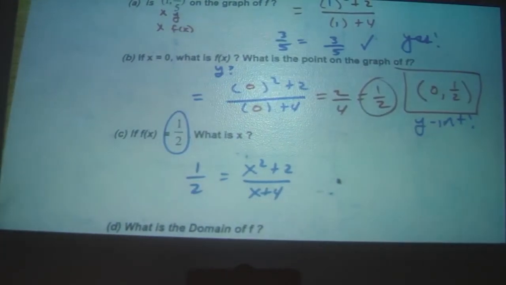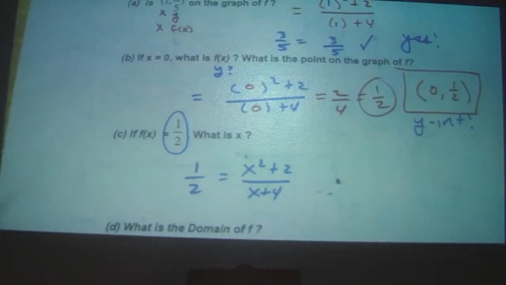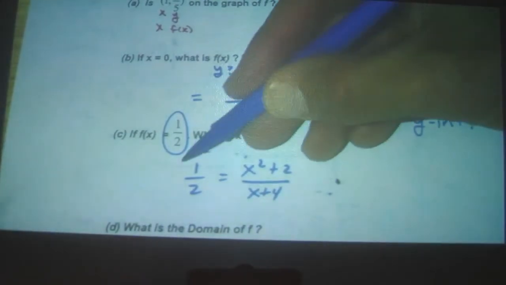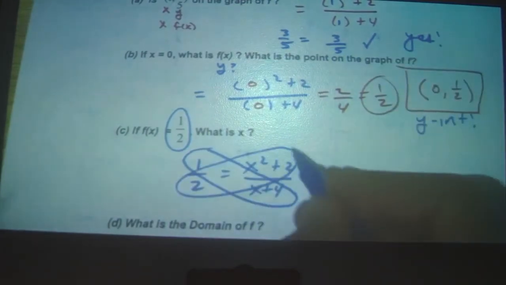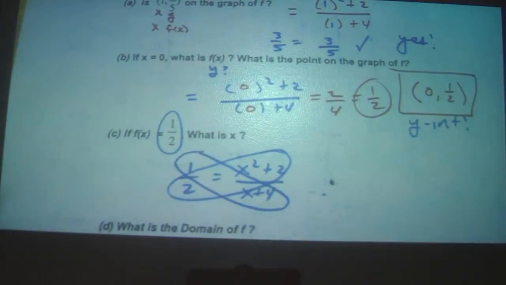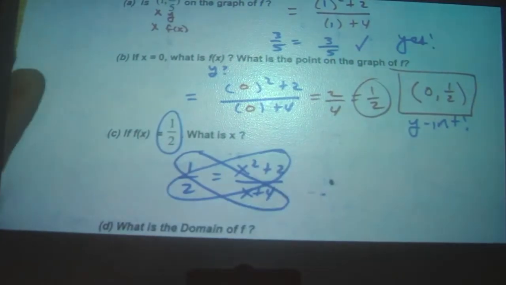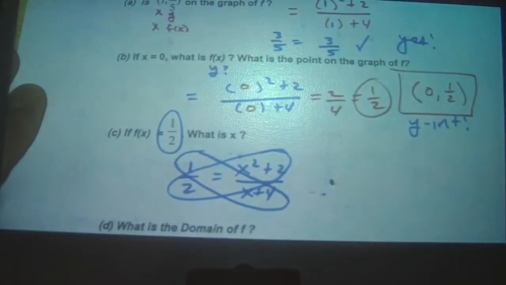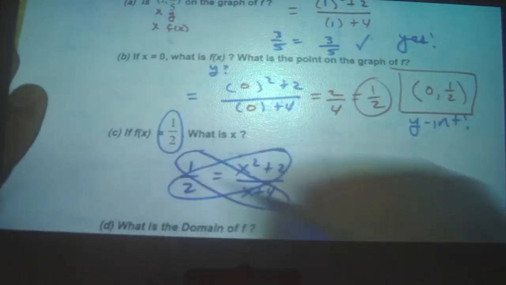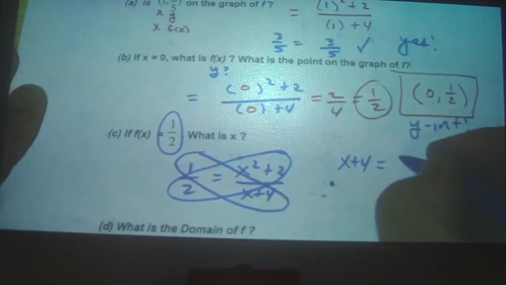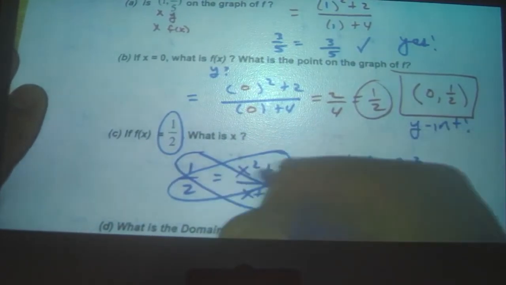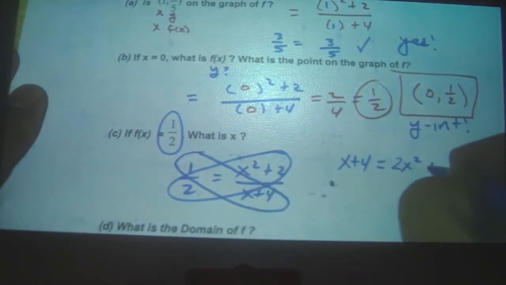You could do that. There's another way to do it too. What's this called? Yeah, buddy. So we could cross multiply. You could also multiply by 2 and then multiply by x plus 4, but cross multiply does the same thing, a little quicker. So 1 times x plus 4 is x plus 4. And then 2 times x squared plus 2, we got to distribute. That's 2x squared. 2 times x squared. 2 times 2 is 4.